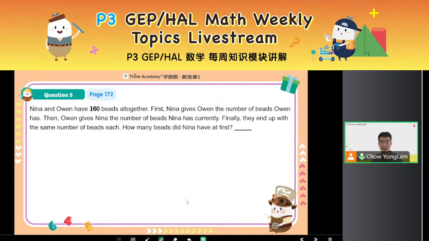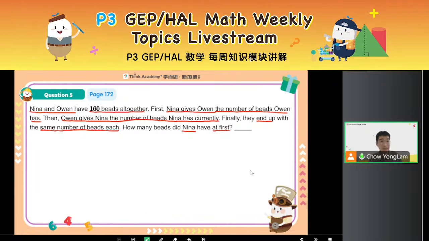Okay, so here we have Nina and Owen, right? Nina and Owen have 160 beads altogether. First, Nina gives Owen the number of beads Owen has. What does this statement mean? It's okay, we keep it at first. Then Owen gives Nina the number of beads Nina has currently. What does this mean? Wow, very complicated. But it's okay. We read the entire question first. Finally, they end up with the same number of beads each. How many beads did Nina have at first?